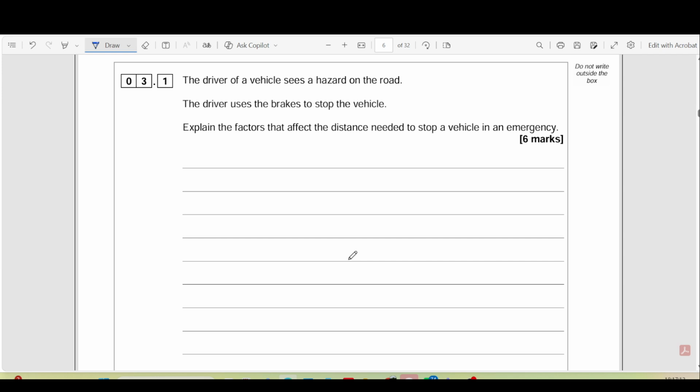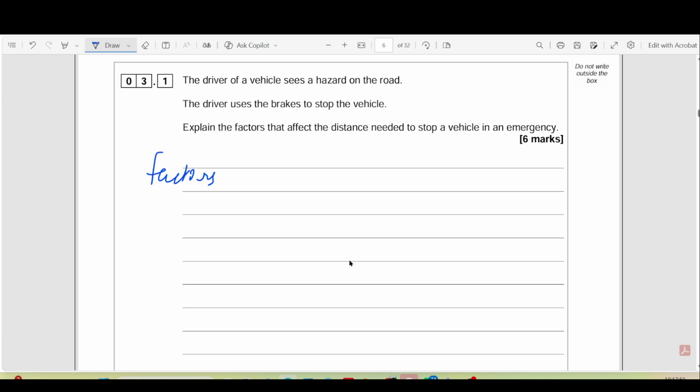The driver of a vehicle sees a hazard on the road. The driver uses the brakes to stop the vehicle. Explain the factors that affect the distance needed to stop a vehicle in an emergency. Road surface increases braking distance due to having less grip and friction to slow down the car.